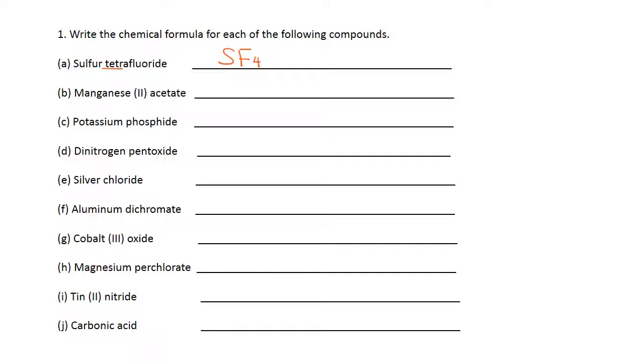Manganese, Roman numeral 2, acetate. So this is a transition metal. So go ahead and write out the charges. I'm going to do some side work here. And the Roman numeral tells you what the charge is. And acetate, you either have to memorize that or look up the polyatomic ion.